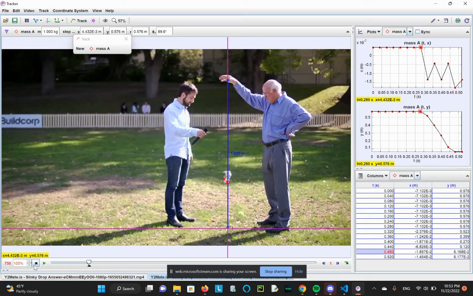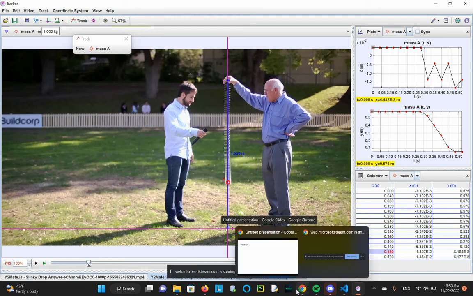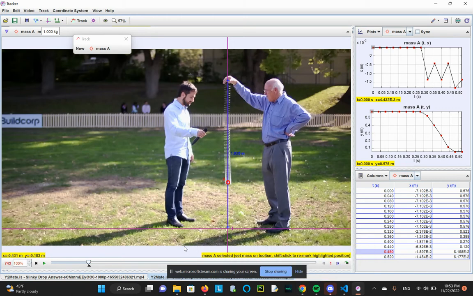So here's my tracker system. I set the axis origin to where the slinky was, starting at the ground. I set the calibration stick to 1.83 meters because this person right here looks like he's 1.83 meters. Then I tracked the point of the slinky at the bottom, as you can see right here.